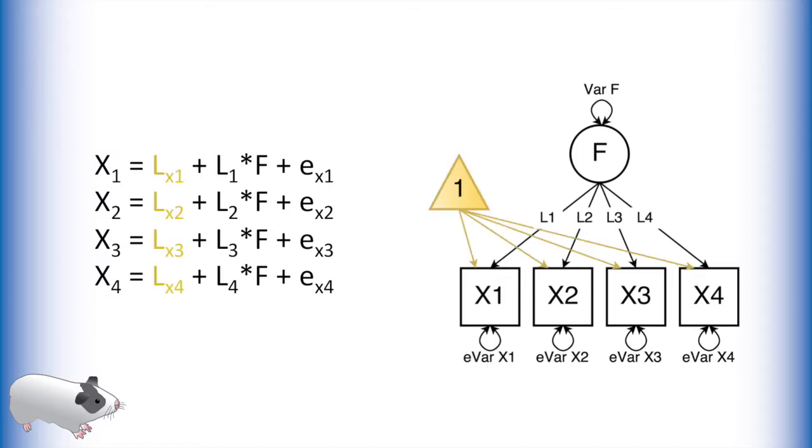We have a mean for each manifest variable. We also have a path from our latent variable, f, to each of our manifest variables. In latent variable modeling and factor analysis, these values are known as factor loadings. We also have an error variance for each of our manifest variables. This variation is the amount of variation within an individual variable after we have accounted for the common variance between these variables. Finally, we have a variance term for our factor. To allow us to properly estimate this model, this factor is assumed to be normally distributed.